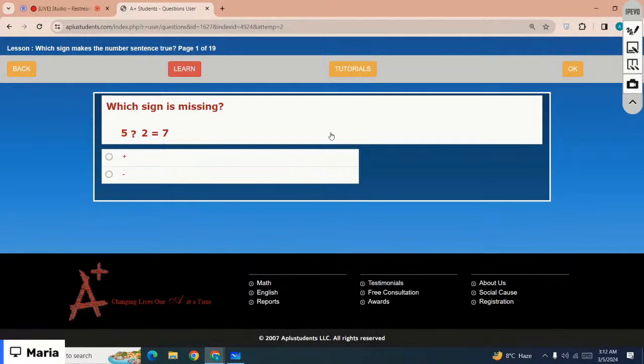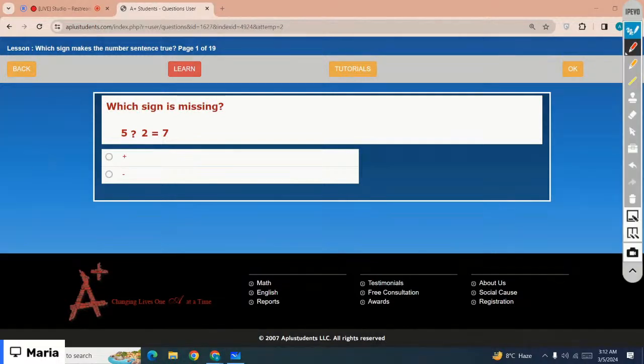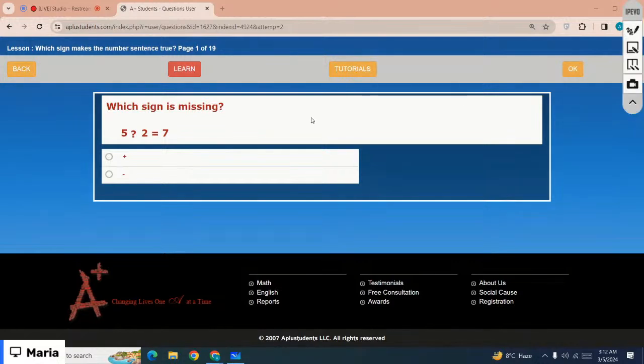Option number 1 is the correct option, because when you add 2 to 5, that makes 7. So you don't have to check for the second one. 5 plus 2 equals 7. So the correct option is option number 1. Got it? Option number 1 is the correct option.